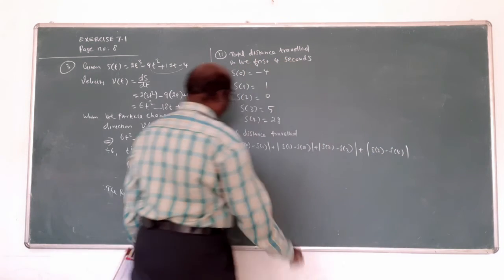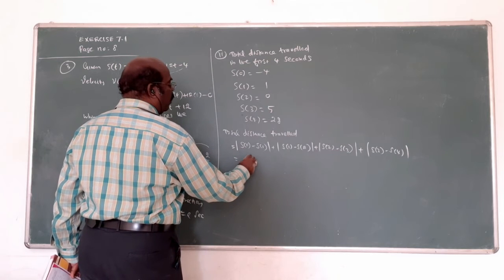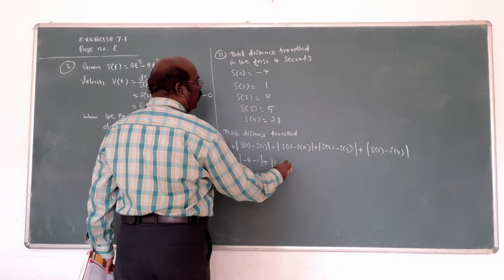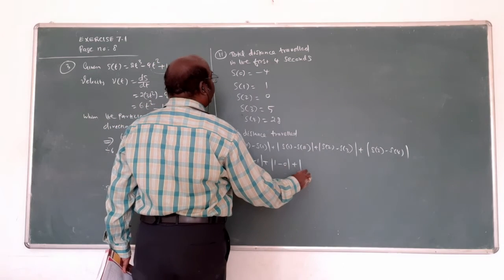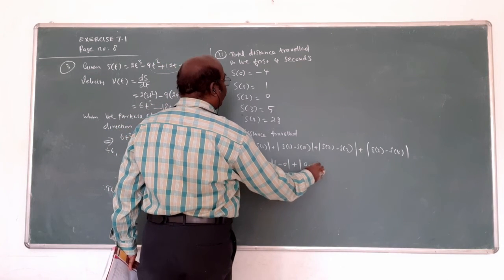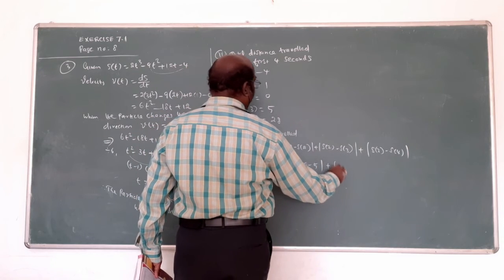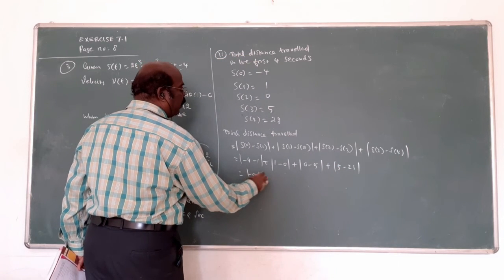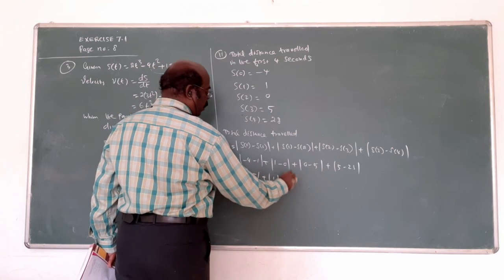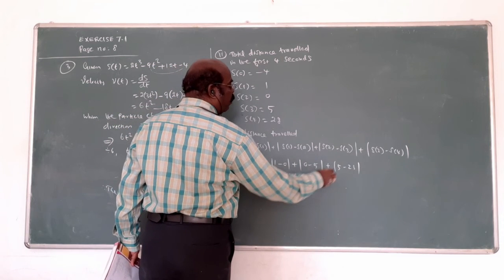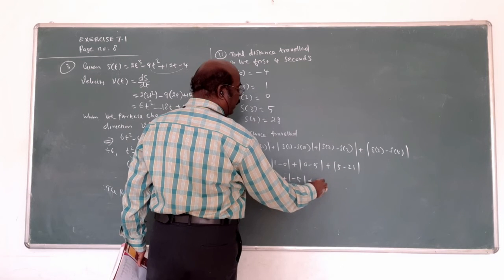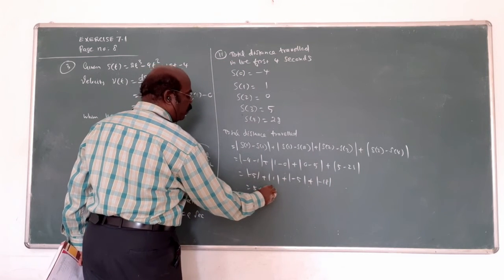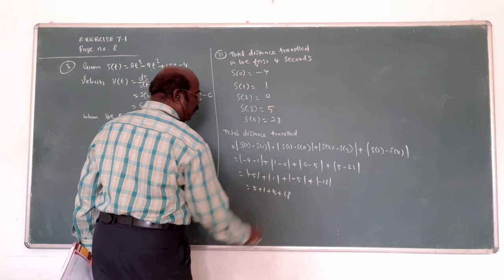This is the formula. Now S of 0 is what? Minus 4 minus 1. S1 is what? 1 minus 0. S3 is what? 0 minus 5. Last, 5 minus 1. Now minus modulus of minus 5, modulus of 1, modulus of minus 5, modulus of minus 18. 5 plus 1 plus 5 plus 18. Am I right?